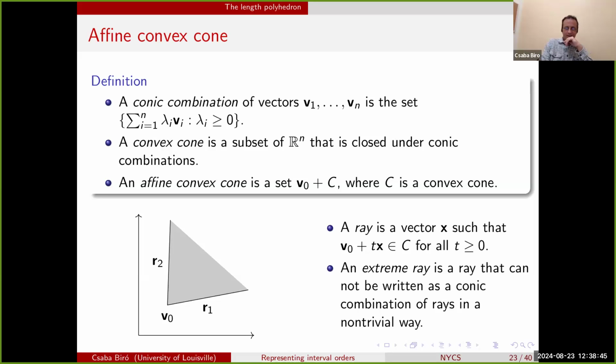A ray is a vector with the property that if you start from V0, which is the vertex of the cone, and add any multiple of that vector, that ray, you stay inside of C for all non-negative t. And an extreme ray is a ray that cannot be written as a conic combination of rays in a nontrivial way. So on this picture on the left, R1 and R2 are two extreme rays, and any conic combination of R1 and R2 is in fact a ray.